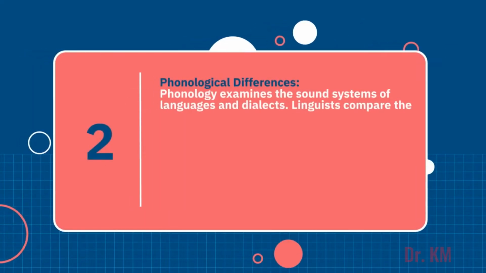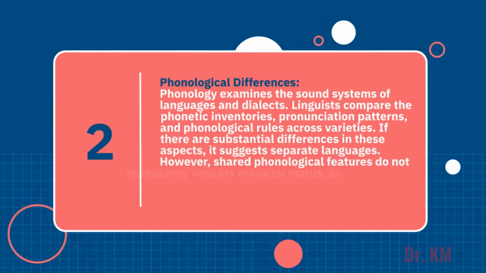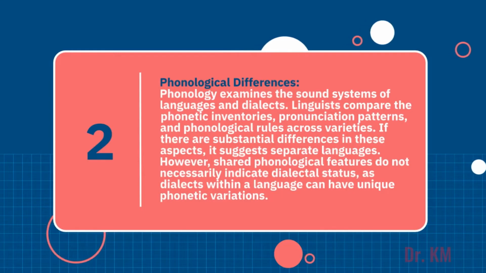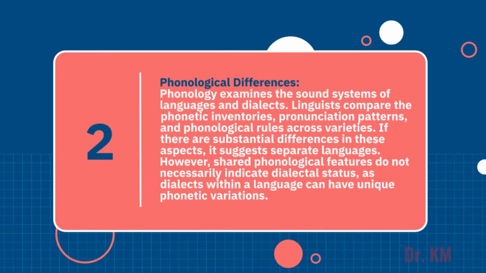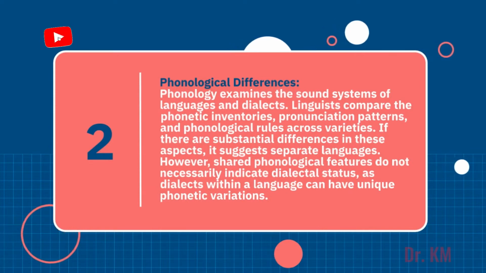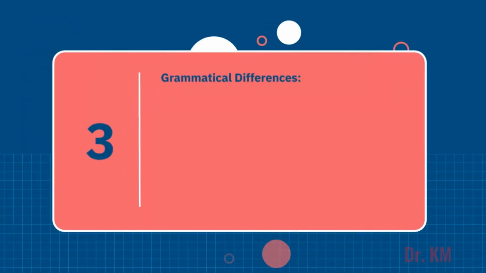2. Phonological differences. Phonology examines the sound systems of languages and dialects. Linguists compare the phonetic inventories, pronunciation patterns, and phonological rules across varieties. If there are substantial differences in these aspects, it suggests separate languages. However, shared phonological features do not necessarily indicate dialectal status, as dialects within a language can have unique phonetic variations.